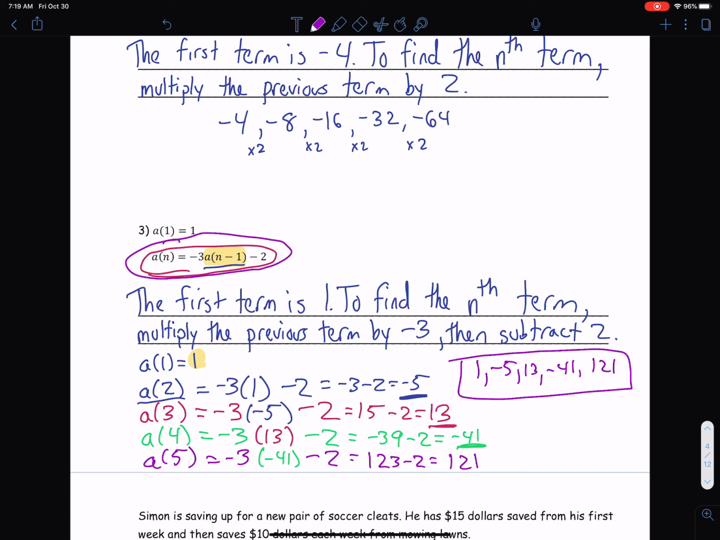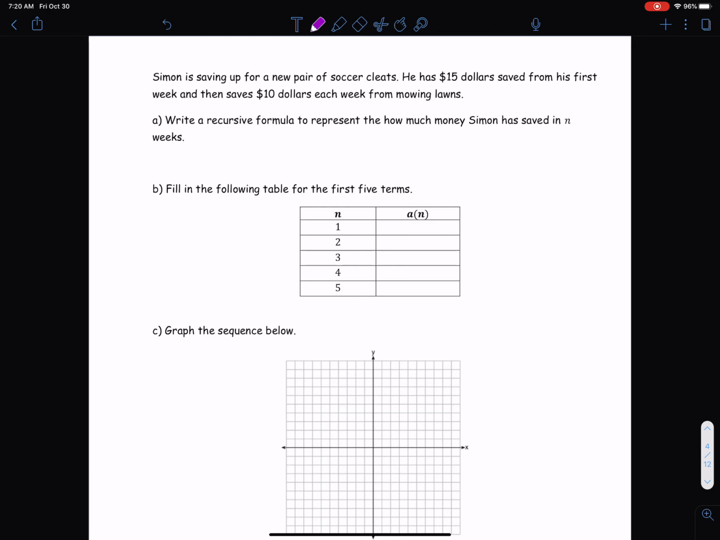Let's go to the next page. On the next page, Simon is saving up for a new pair of soccer cleats. He has $15 saved from his first week and then saves $10 each week from mowing lawns. Write a recursive formula to represent how much money Simon has saved in n weeks.